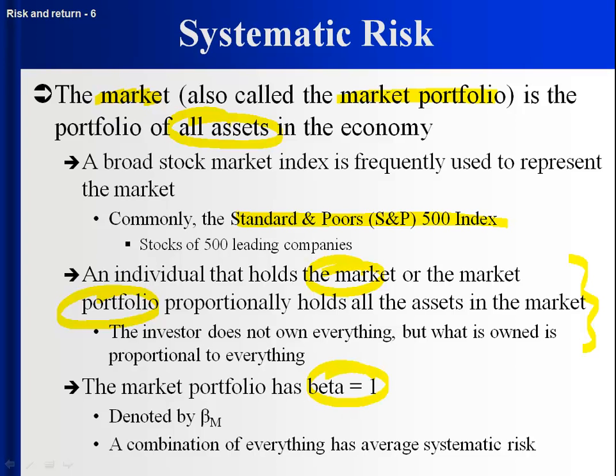So the market portfolio has an average amount of systematic risk, and that should make sense because a combination of everything, by definition, is average. Average captures typical of the group. Well, if you have the entire group, it is the whole group, and so it's going to be average. And the market portfolio is beta, with a subscript capital M, equal to 1, and that's an average amount of risk. So the beta on the market, the systematic risk for everything in aggregate, is an average amount of systematic risk.